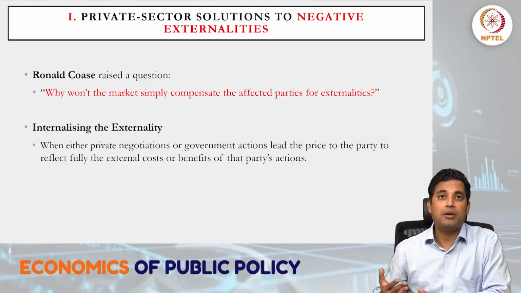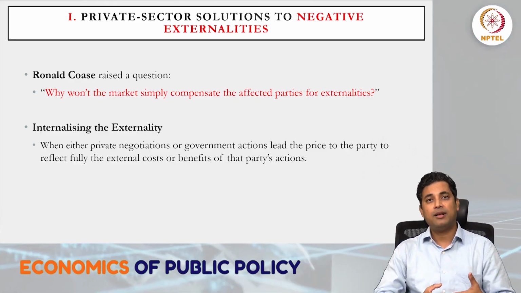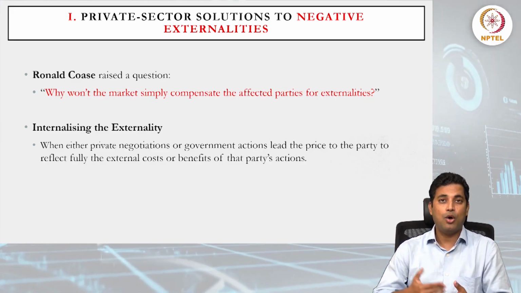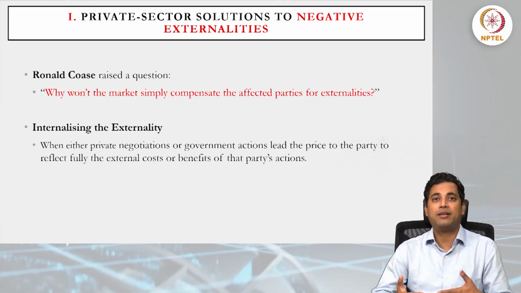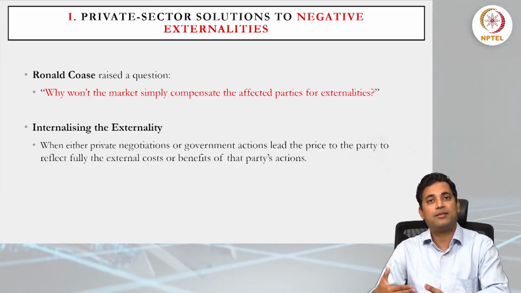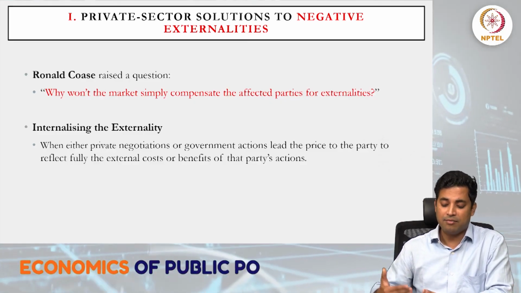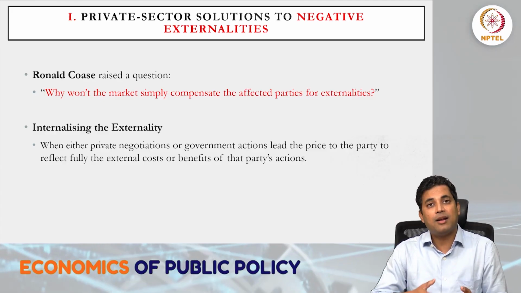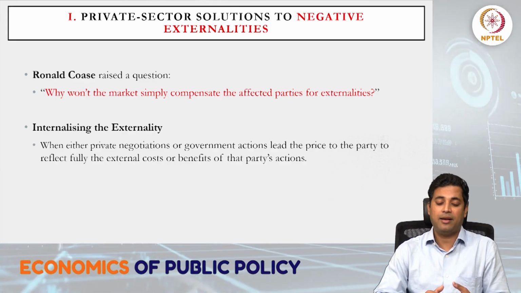When it happens through private negotiations, the private players, like the affected fishers community in our example, or the steel or manufacturing producers, come together and negotiate, and if with the help of negotiations they can settle the issue, then that is one of the ways in which internalization happens. The other is, if that fails, then government actions will come, and they will try to negotiate between these two parties. This internalizing of the externality is one of the points that was highlighted by Ronald Coase.